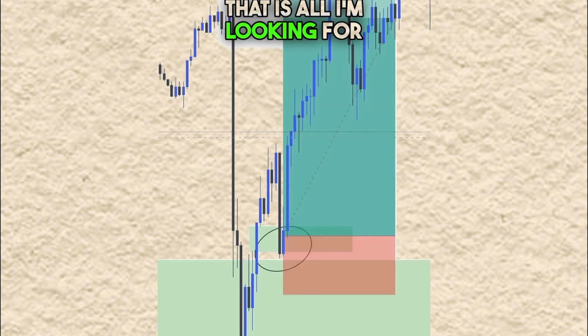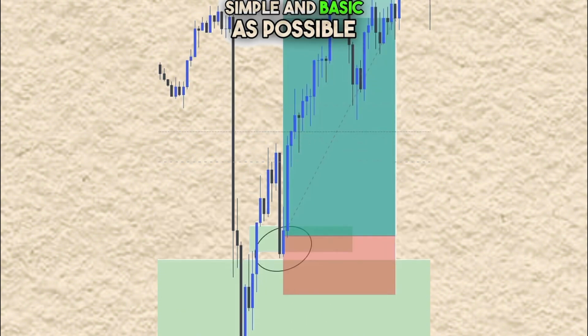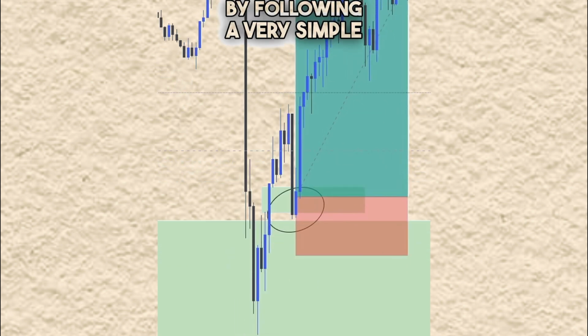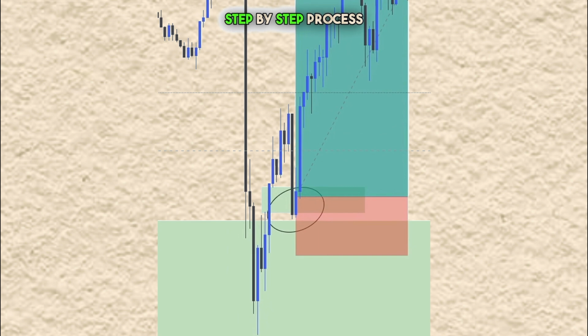That is all I'm looking for. I'm trying to keep things as simple and basic as possible. I don't overcomplicate it, and I do this by following a very simple step-by-step process.